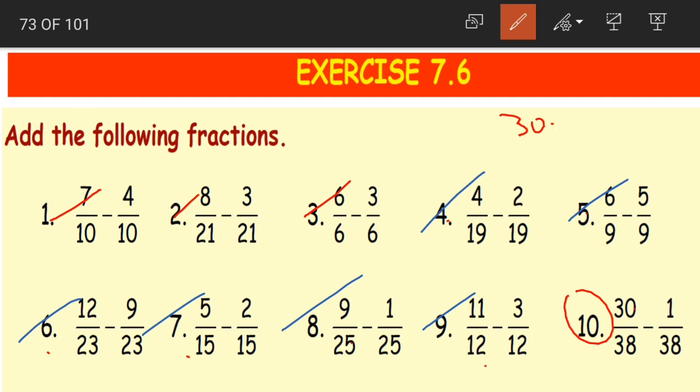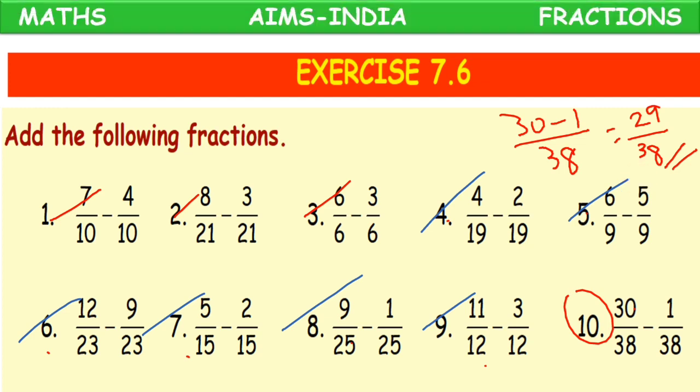Now 30 by 38 minus 1 by 38. 30 minus 1, that is subtracting the numerators, divided by 38, which is our common denominator. 30 minus 1, 29, divided by 38. So 29 divided by 38 is our difference of the given like fractions. Understood, children?